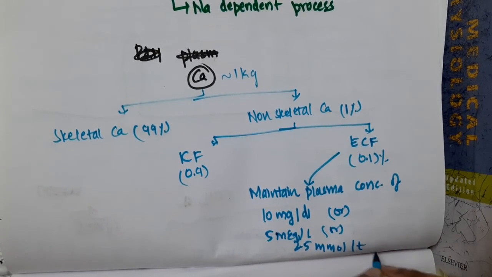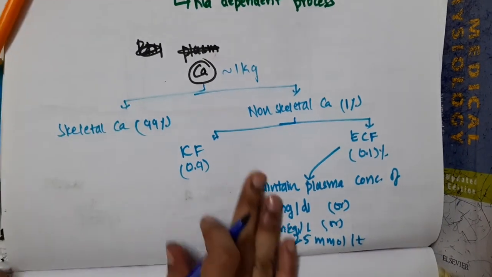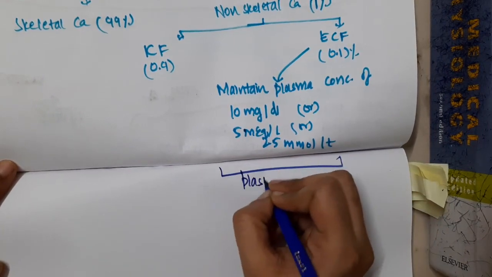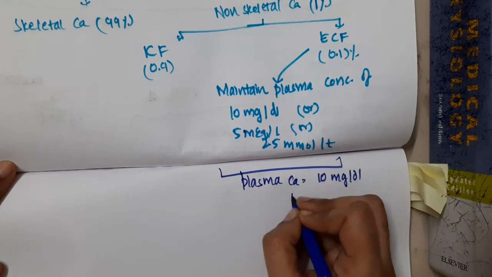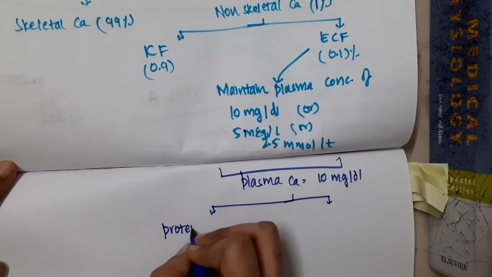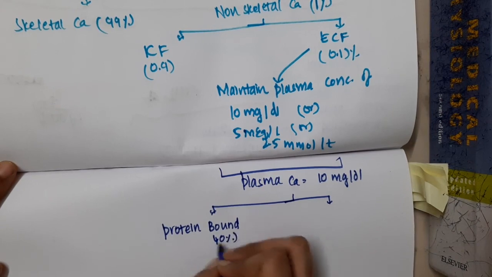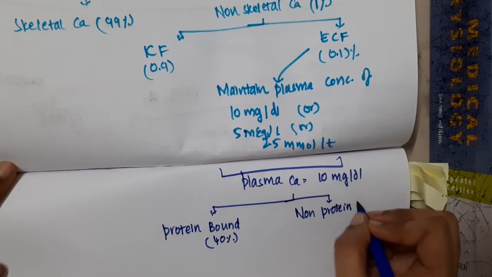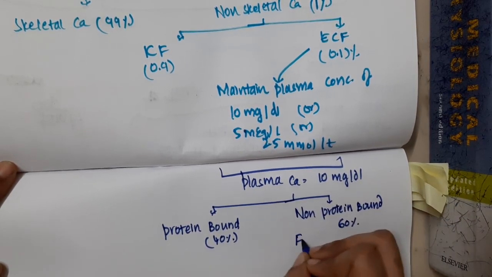Okay. So this extracellular fluid or plasma calcium is 10 milligrams per deciliter. Among this 10 milligrams per deciliter, 40% is protein bound, whereas non-protein bound is 60%. Non-protein bound calcium is also called filterable calcium.